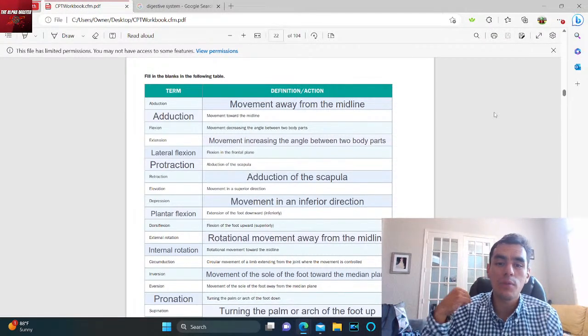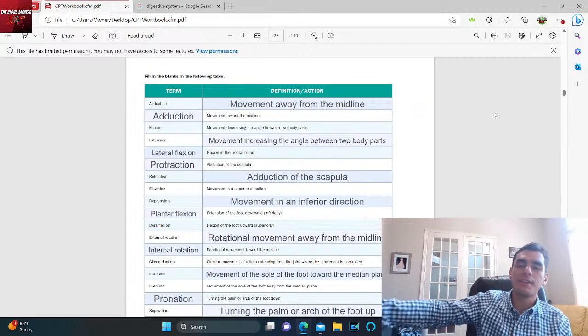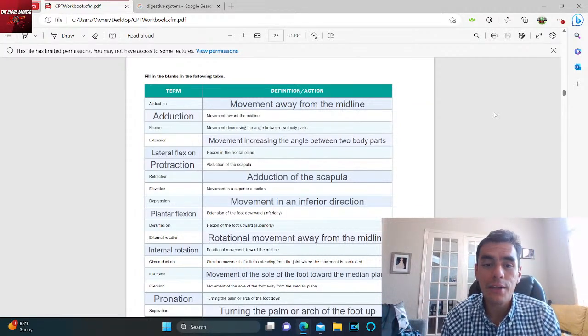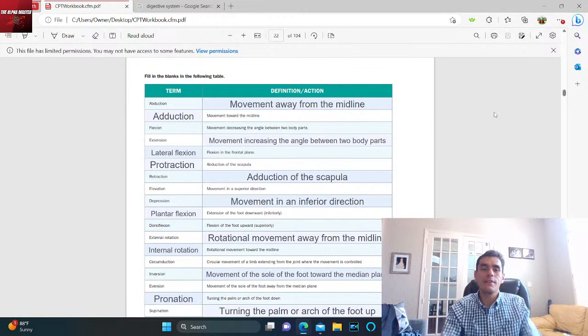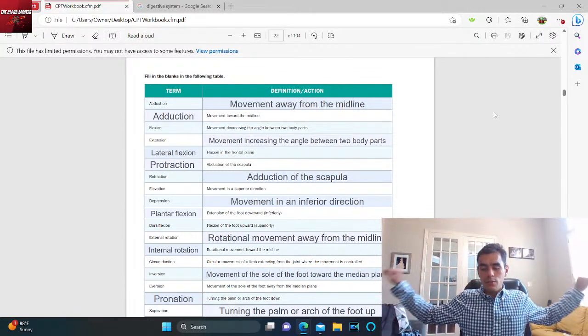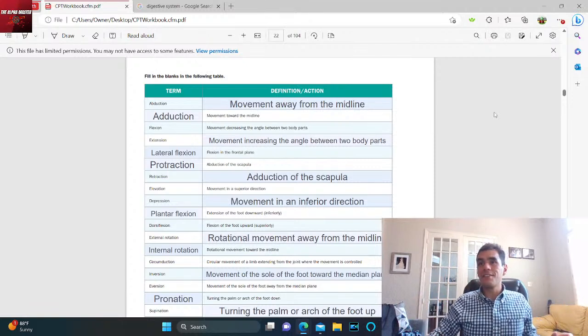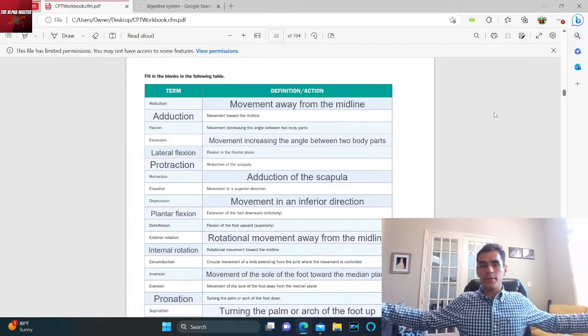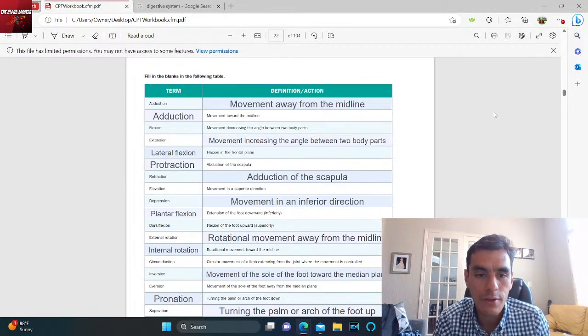Flexion is movement decreasing the angle between two body parts. Extension is movement increasing the angle between two body parts. Lateral flexion is flexion in the frontal plane. When you flex in the frontal plane, you're flexing laterally. Lateral flexion is flexion in the frontal plane.